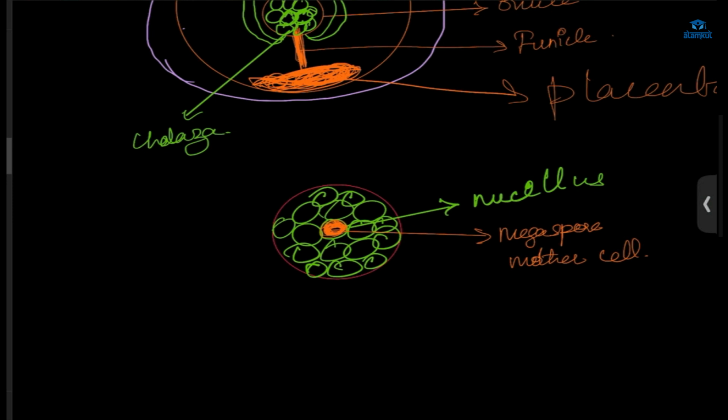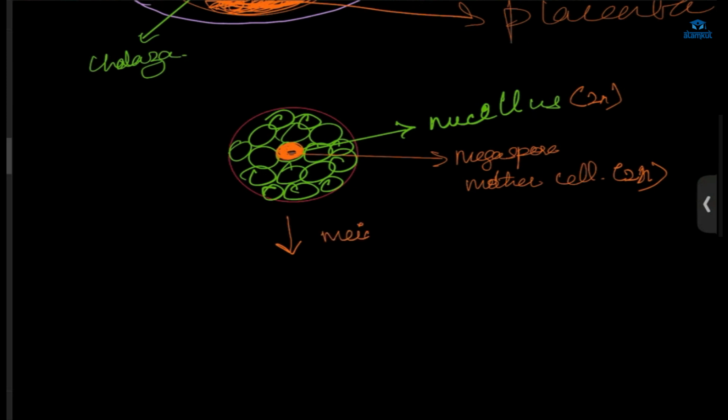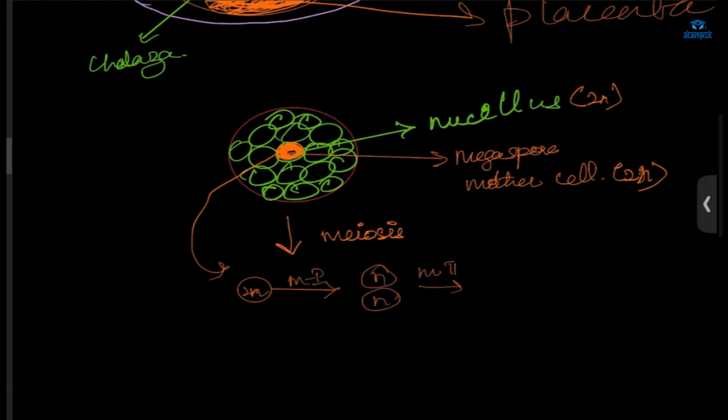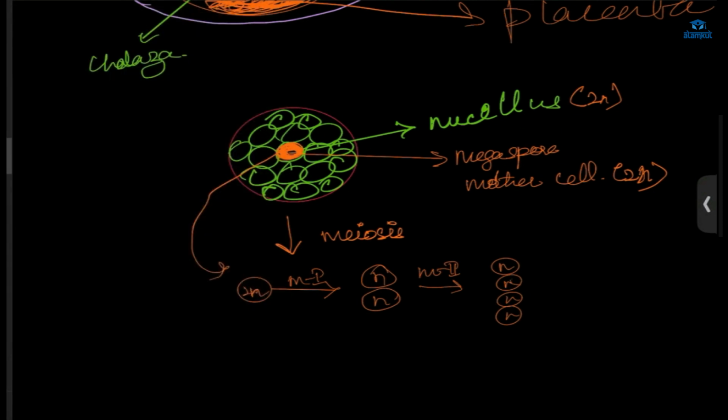In the sporogenous tissue, all the cells formed microspore mother cells. In this, only one cell will be formed, the megaspore mother cell, in 2n condition. Next, what will happen? There will be meiosis. Meiosis 1 gives n, then meiosis 2 gives 4 cells, or 4n. Three will degenerate.